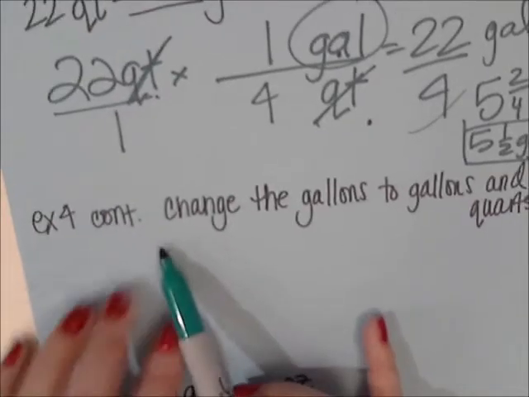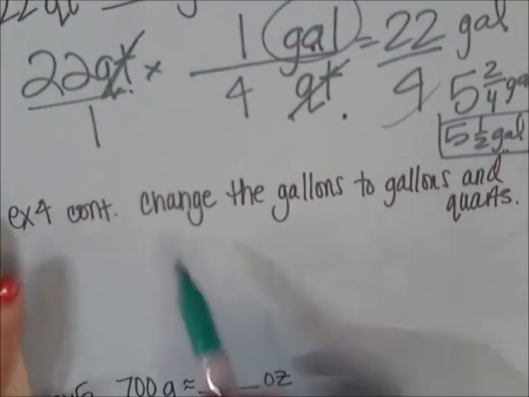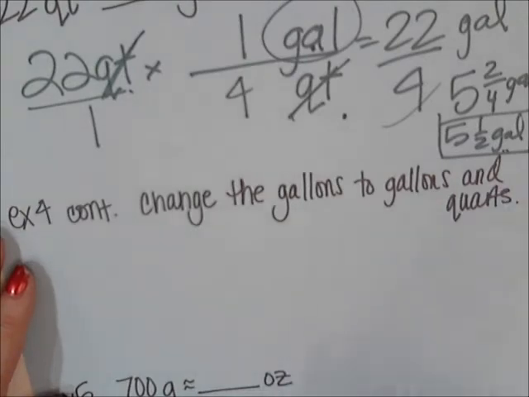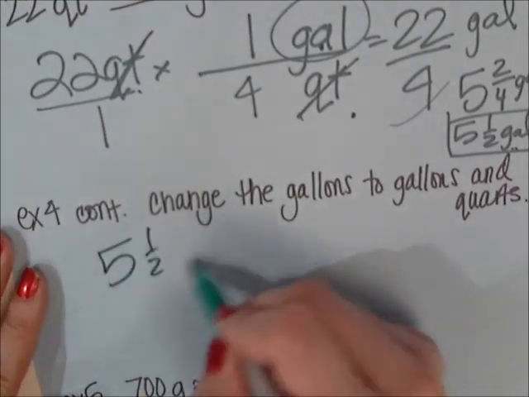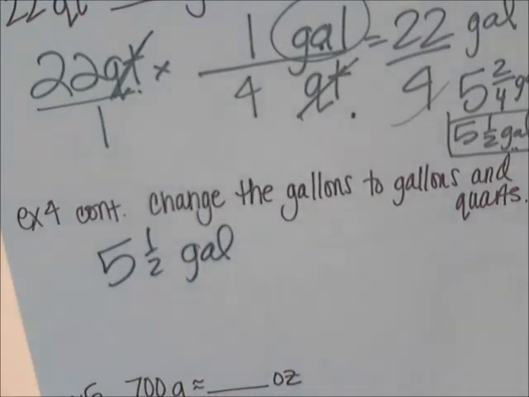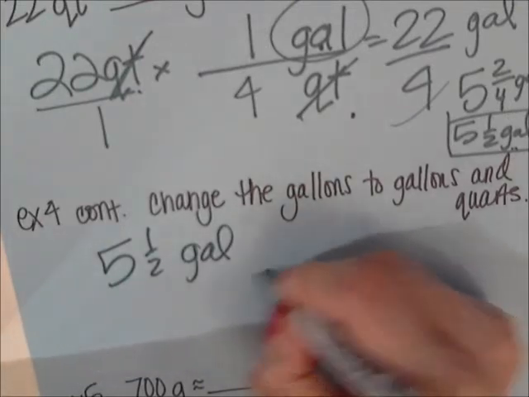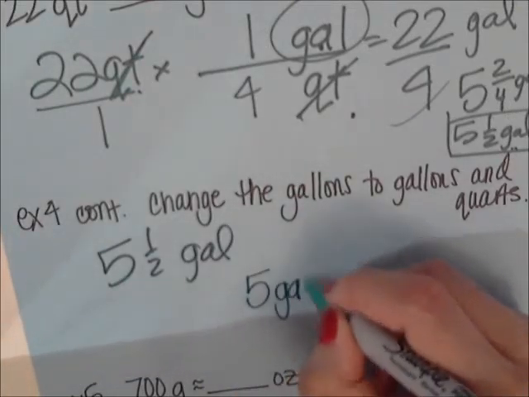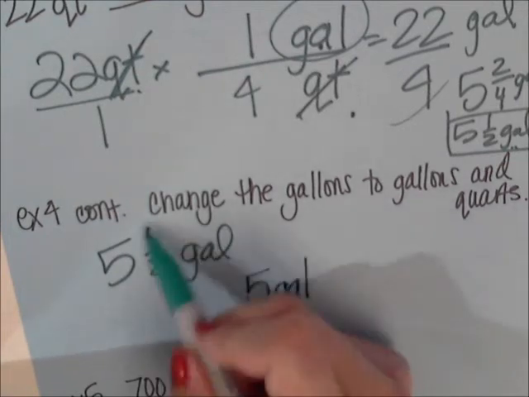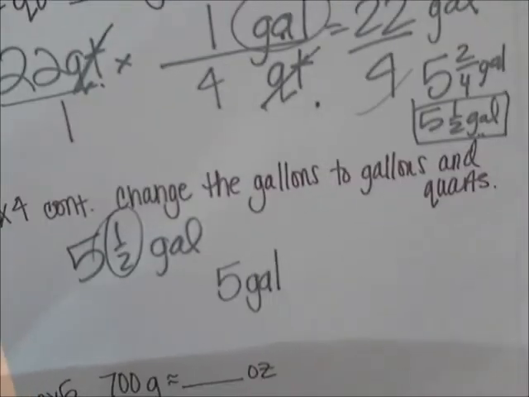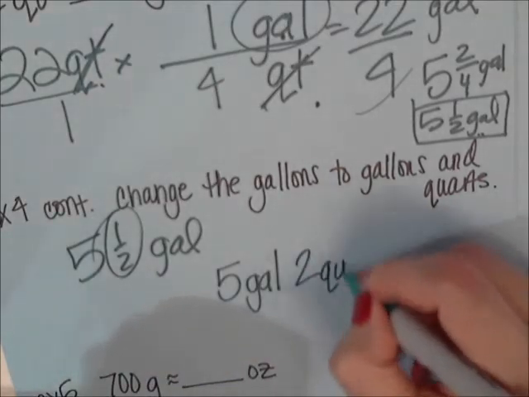For example 4, it looks like an extension to this problem. It says change the gallons to gallons and quarts. So I have 5.5 gallons here, and they want us to tell them how many gallons and quarts we have. So here we have 5 gallons, and this half gallon would end up being, let's see, how many quarts are in a gallon? 4 quarts are in a gallon. So it would be 5 gallons and 2 quarts.